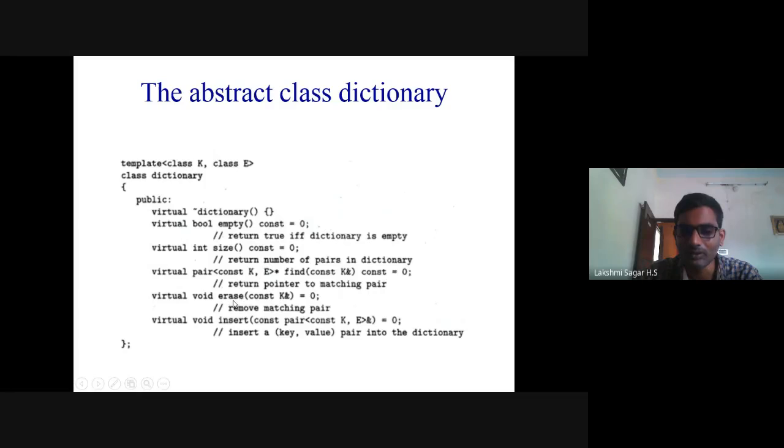If you want to delete the element associated with that particular key, k ampersand is there, the address of that key. So it can be used to remove the matching pair. Next, if you want to insert a key and its associated element, you can insert a key and associated value or element pair into the dictionary.